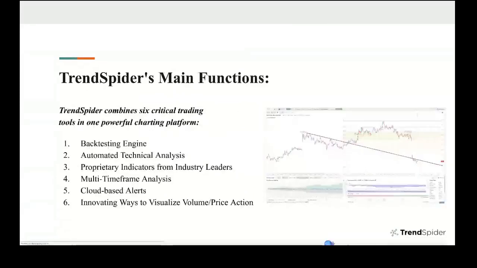We have a few different sections of features that make our product a full product. We've got the backtesting engine, the automated technical analysis side of things, such as trend lines and fibs, the proprietary indicators, such as the anchored VWAP from Brian Shannon, the ability to overlay multiple timeframes, something I'll be going over today in more detail, especially on the broad market ETFs, alerts, and then some raindrop examples, which is a new way to innovate the way volume and price action are visualized.